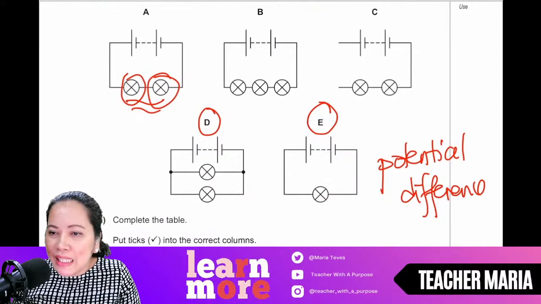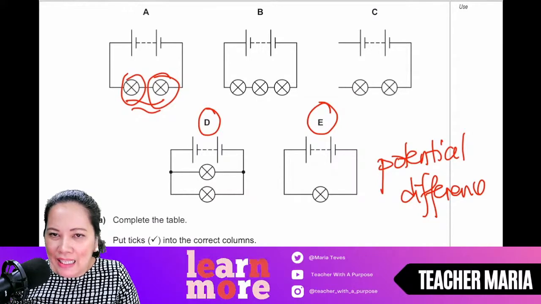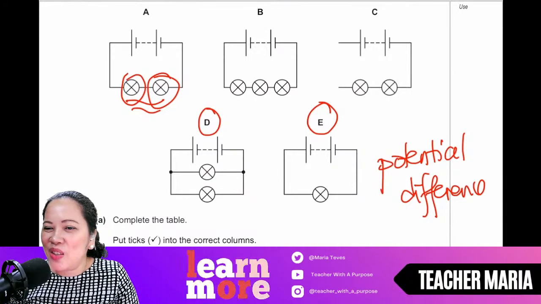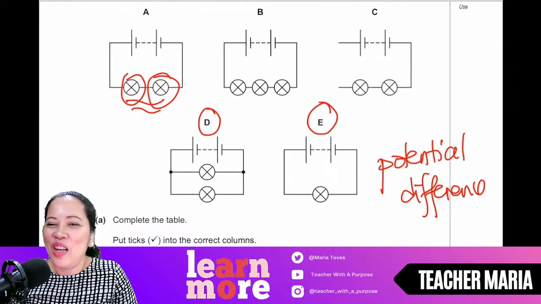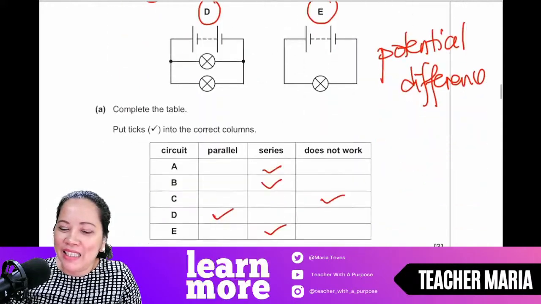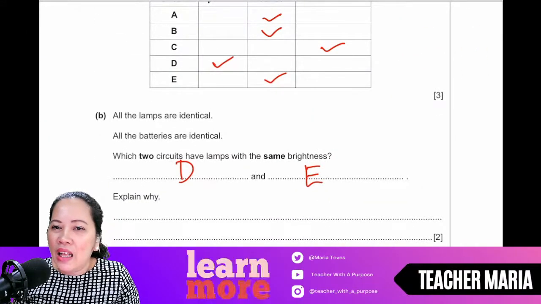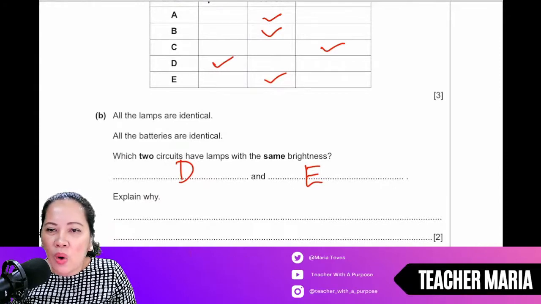So it will be D and E. Well done, Stefan. Oh, I forgot how to do circuit. No worries, it happened. D and E. Okay, so it's D and E. Explain the reason why. Why?